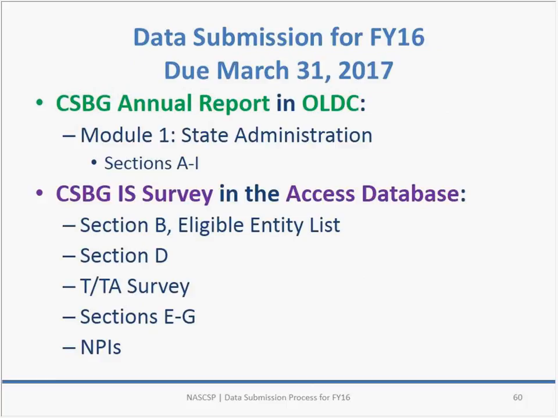So to clarify, for March 31st, 2017, Module 1, State Administration, is the only module that will be reported out of the annual report that was just cleared, and be reported into the online data collection system. For the CSBG IS survey, you'll be updating the eligible entity list in Section B only. You'll provide answers in Section B and then respond to the TNTA survey, Sections E through G, and the NPIs. And of course, this is in the Access database.